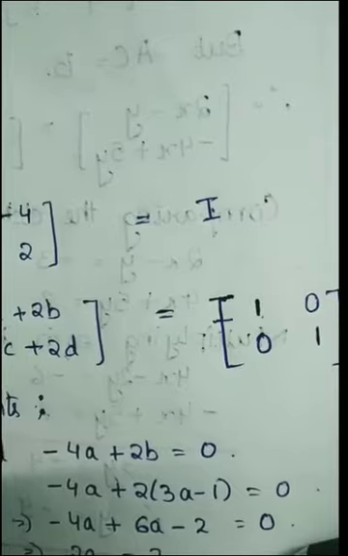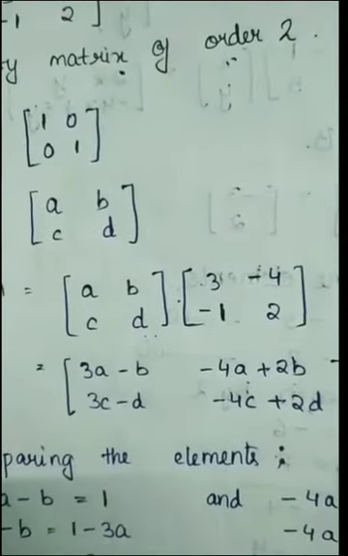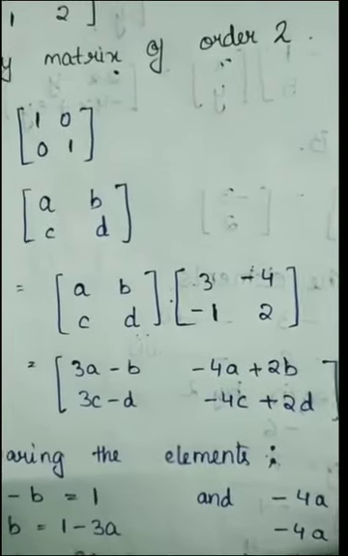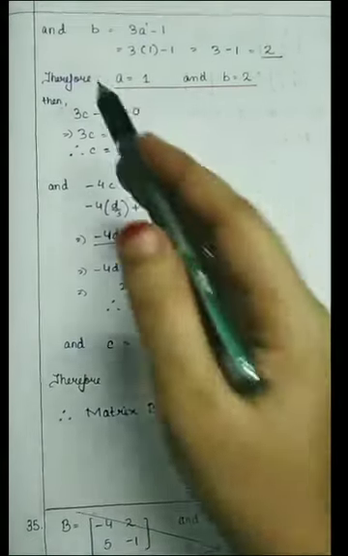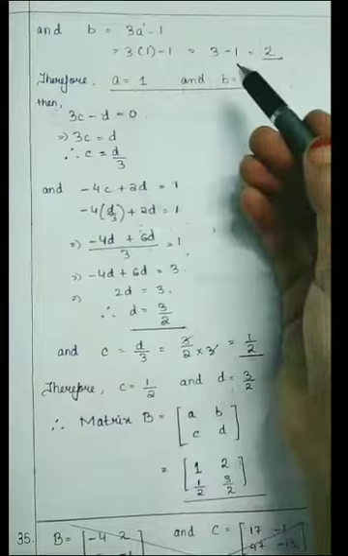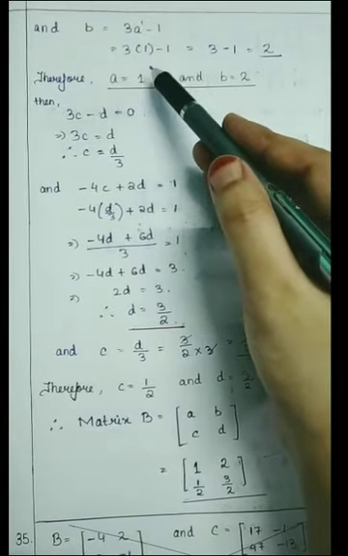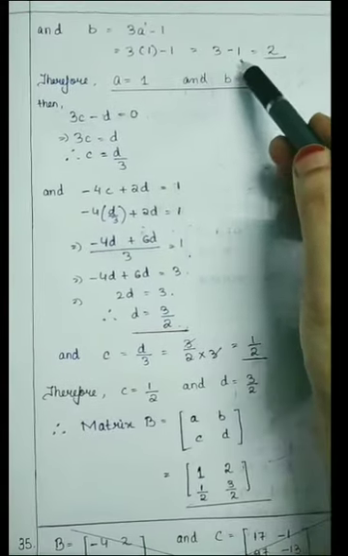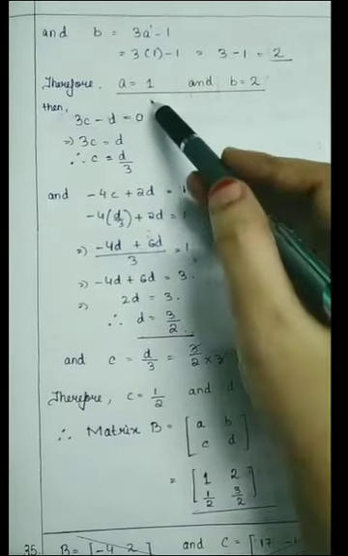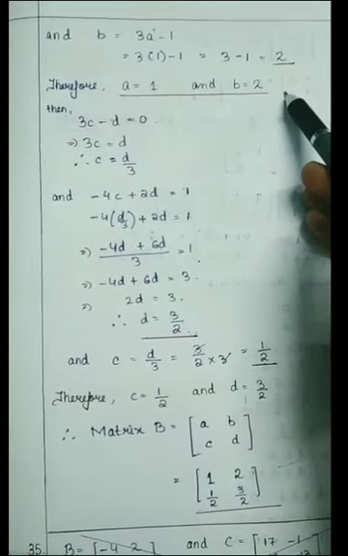After we get the value of a as 1, we'll put it in the equation of b is equal to 3a minus 1 and we'll get the value of b. B is equal to 3a minus 1. So it is equal to 3 times 1 minus 1, that is equal to 3 minus 1, that is 2. So a is equal to 1 and b is equal to 2, we have got.